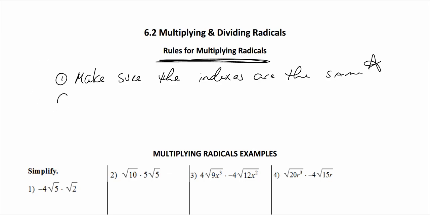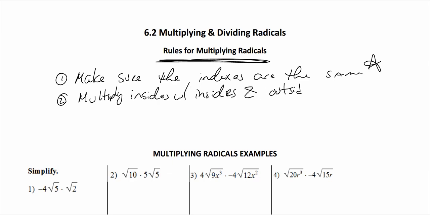So the second thing that I want to discuss here is when you multiply radicals, we want to multiply insides with insides and outsides with outsides. We don't want to mix the two. We don't want to do an inside with an outside and an outside with an inside. We want to multiply insides with insides, outsides with outsides. That's pretty much what it is.